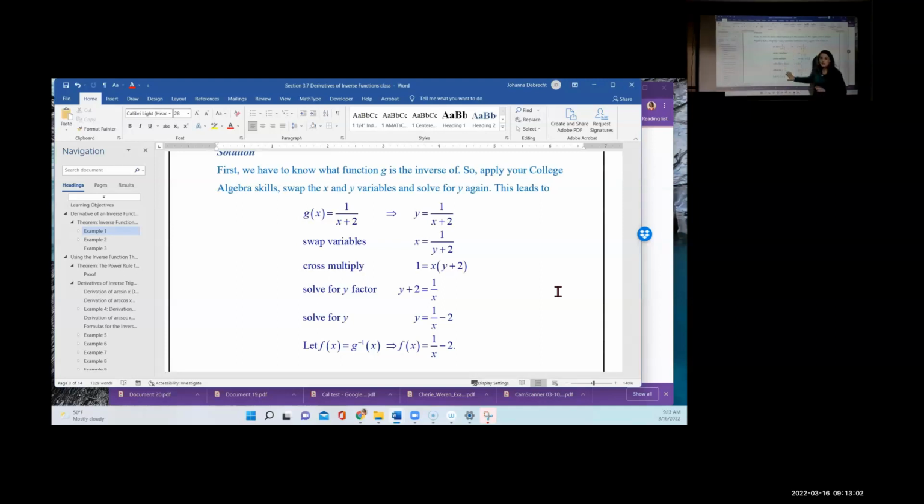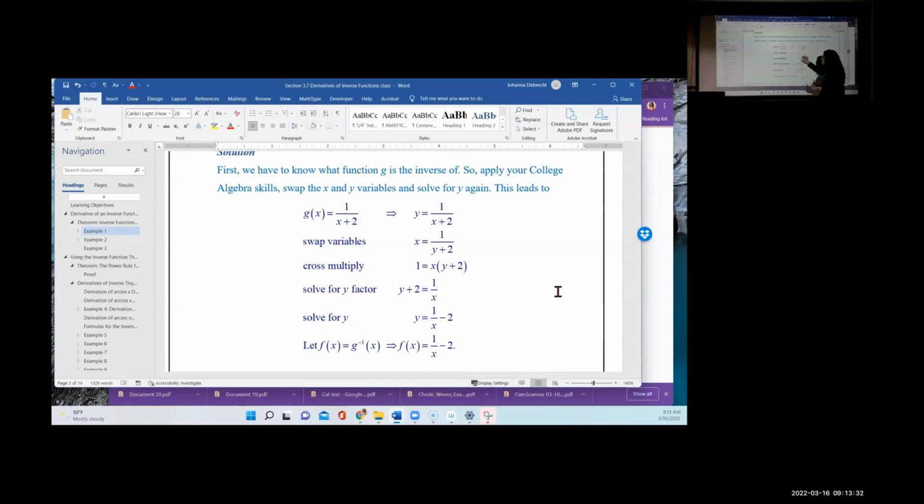So this is the same thing I did in the original problem, looking for the inverse function, right? So the first thing we do is we replace g of x with y, and then we swap the x and y variables to find the inverse function to it. So y becomes x and x becomes y. Then we're going to solve this equation, x equal 1 over y plus 2. We're going to solve that for the y variable again.